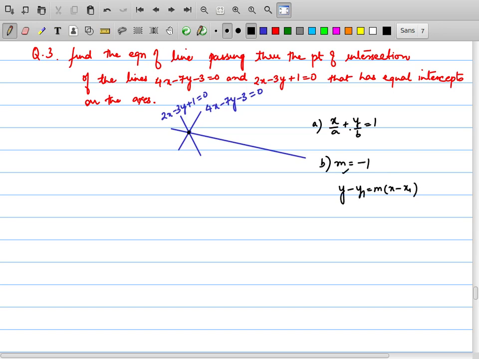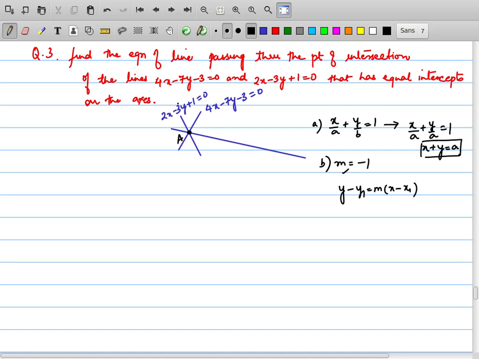Or since our intercepts are equal, we can use this form and write x upon a plus y upon a. Since intercepts are equal, a and b are equal, therefore x plus y is equal to a. And this line is passing through which point? It is passing through this point. We can substitute this and get a. Either of the two methods is possible.